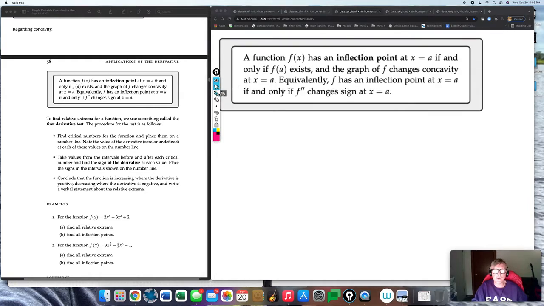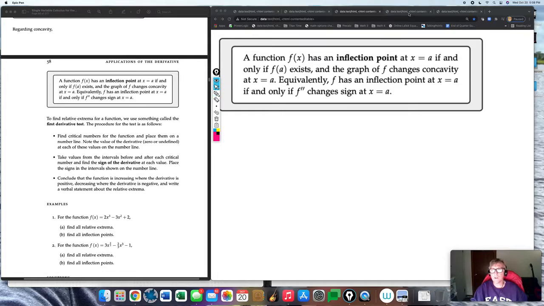Also, an inflection point happens where the second derivative changes sign, right? The second derivative has to change sign. It's not enough to say that the second derivative is 0. It has to change sign. You have to do your pluses and minuses, okay?